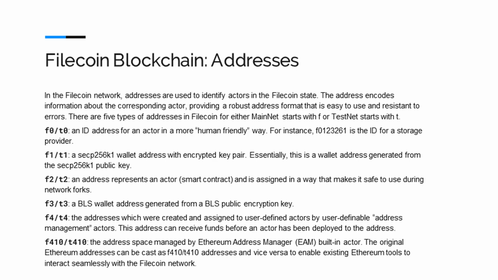In the Filecoin network, addresses are used to identify actors in the Filecoin state. The addresses encode information about a corresponding actor, providing a robust address format that is easy to use and resilient to errors. There are 5 types of addresses in Filecoin; for mainnet they start with f, and for testnet they start with t.